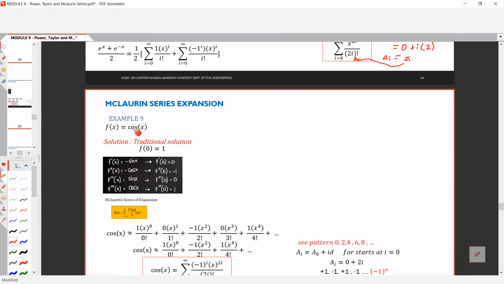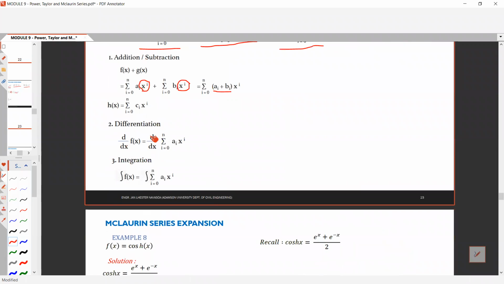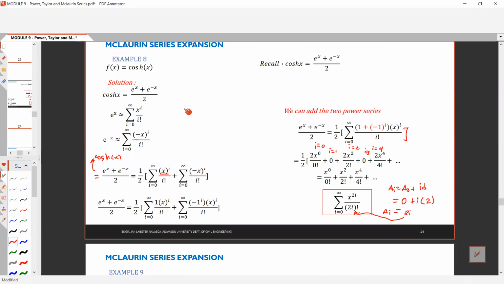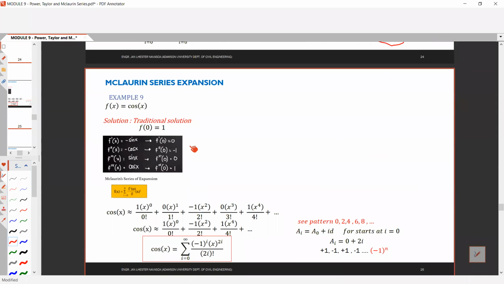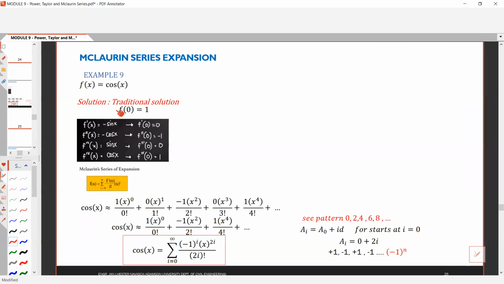example natin is cosine x. Okay, this one. So gagamitin natin yung powers operation na to. So di ba dinidiscuss ko kanina? Okay. Ayan. So in traditional solution, okay, traditional muna tayo. Traditional solution, you want to take the first derivative of cosine x, that is negative sine x, hanggang sa may makita kang pattern, di ba? So cosine x, negative sine x, negative cosine x, sine x, then yun, bumalik na sa cosine x. So you have a pattern na.